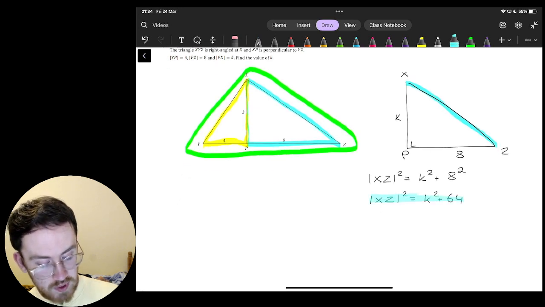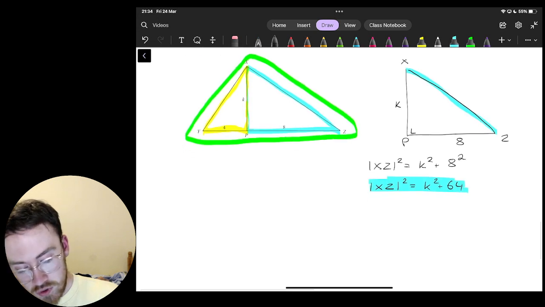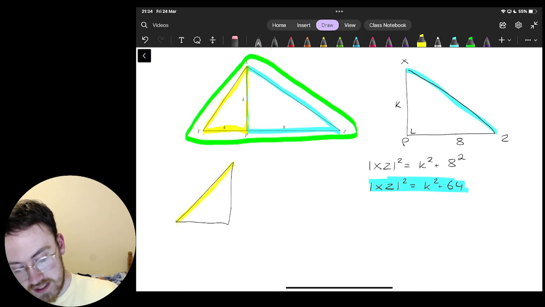Okay, I know we have it squared, but that's okay. We're just going to leave it like that for a minute. We're going to do the same with the yellow triangle here. Okay, and we're going to look for this side now, XY.